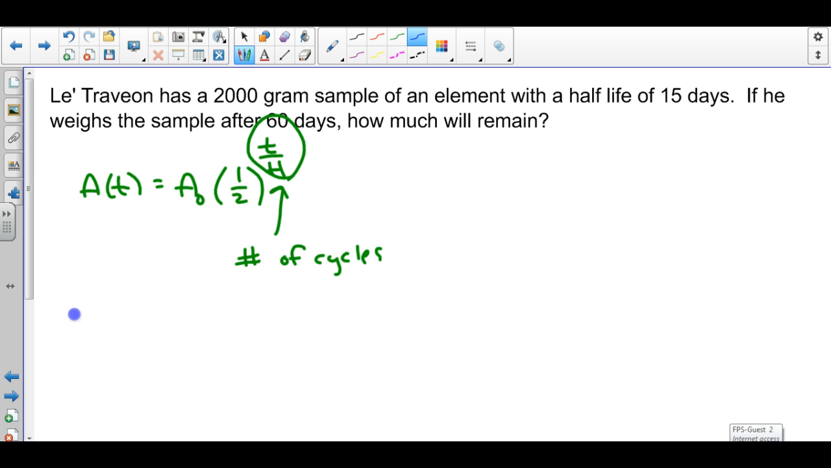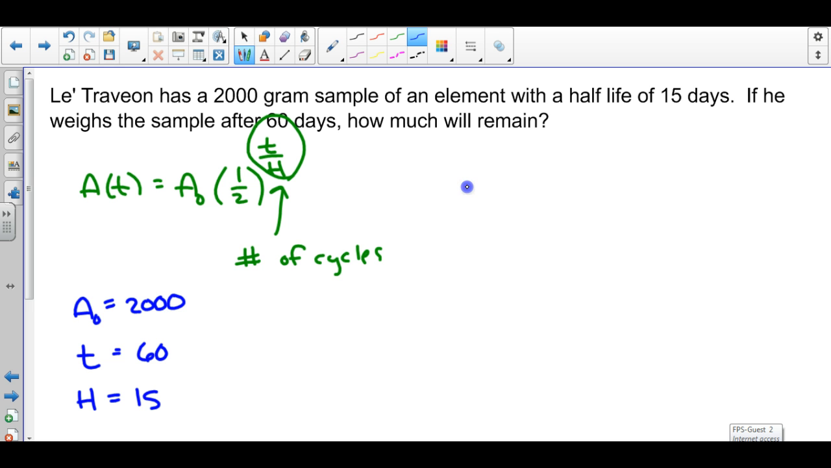So the pieces of information that I need to fill in then, A0, his 2,000 gram sample. We need to know how long he's keeping it in for, and it is 60 days of the sample. The half-life, H, is 15 days, and that's given. So if you know that it's 60 days and each half-life is 15 days, that means the cycle is going to occur a total of 4 times. So you're really going to be taking half of 2,000 exactly 4 times.